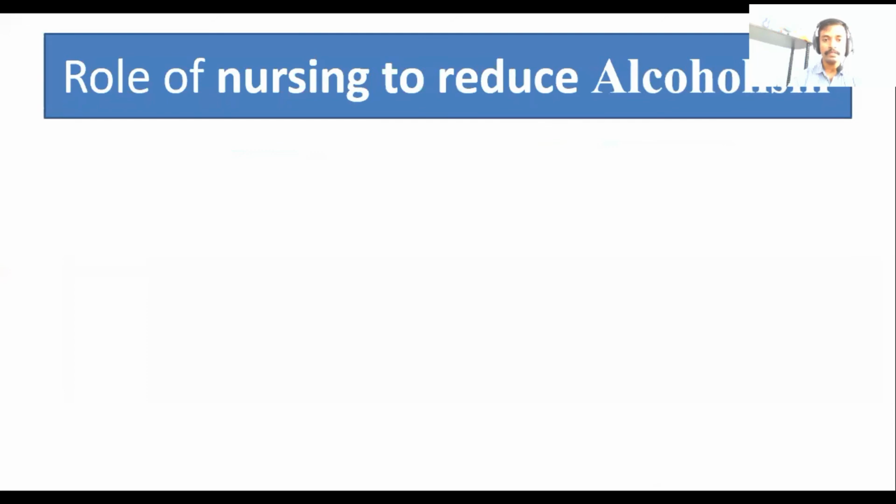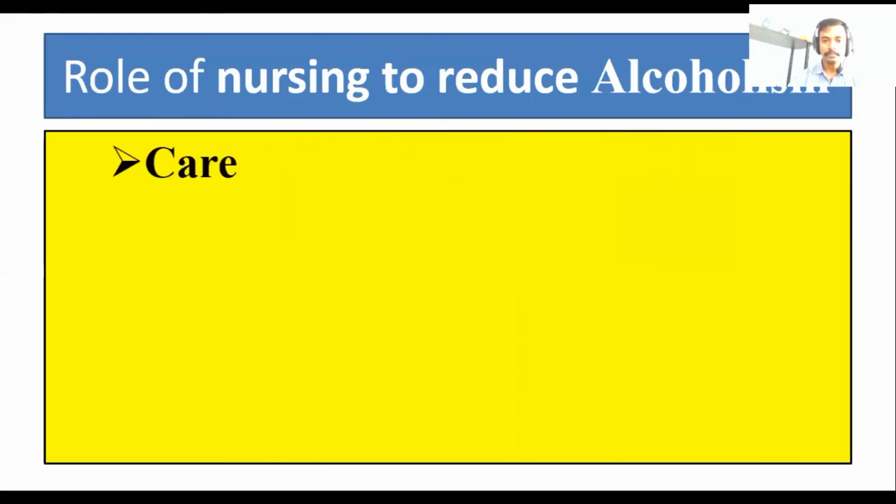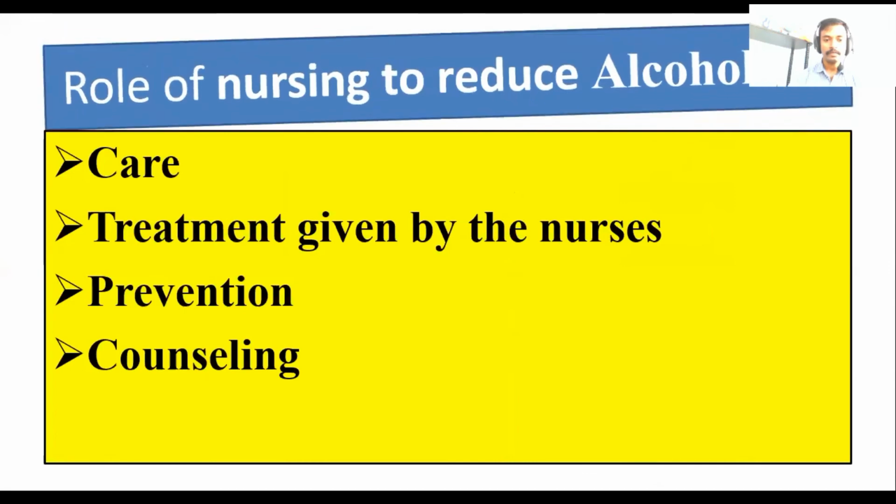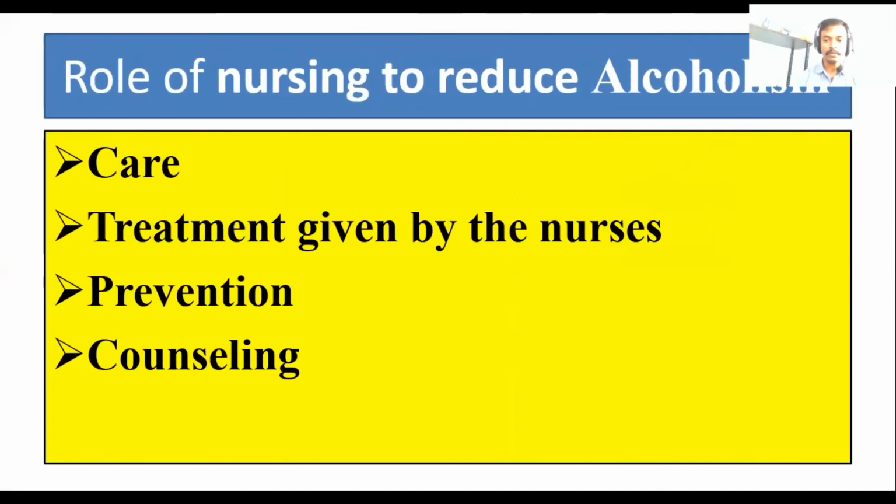Then role of nursing to reduce alcoholism. Care given in mental health nursing. This is one of the important procedures under substance abuse. At that time you will be giving care to alcoholic patients. Then treatment provided for prevention, counseling for alcohol. If a person comes to the hospital as a full drinker, after the advice of nurses and education, counseling by nurses, the person is discharged away from that bad habit.